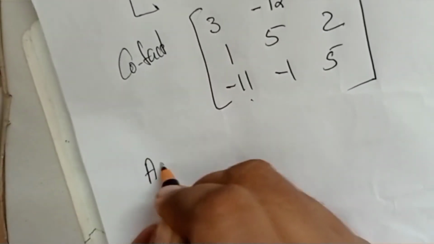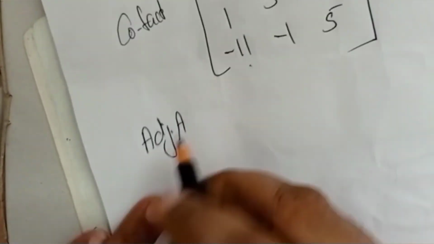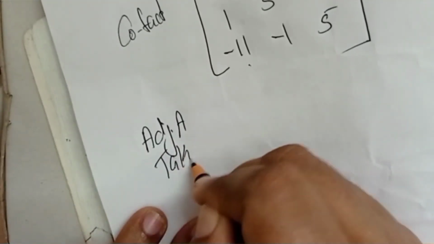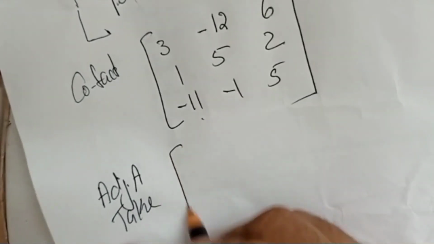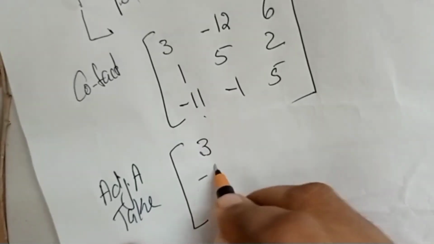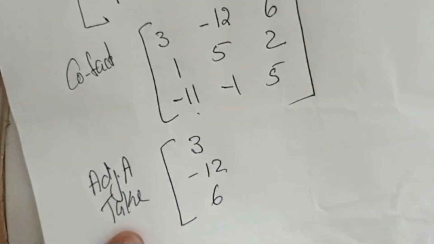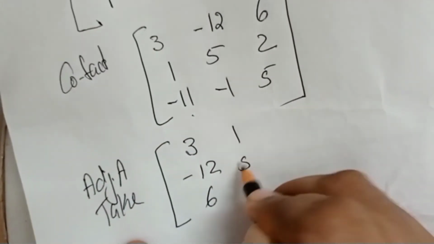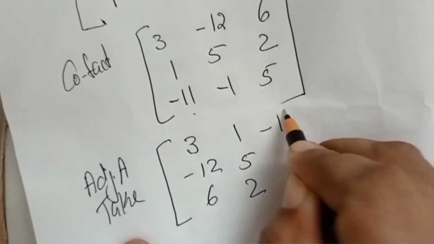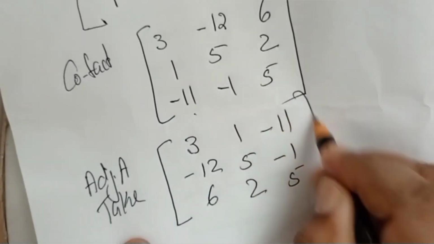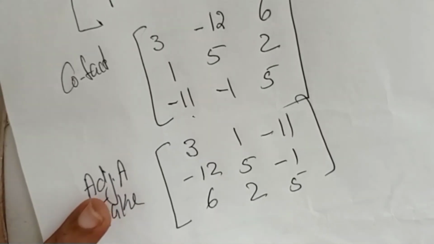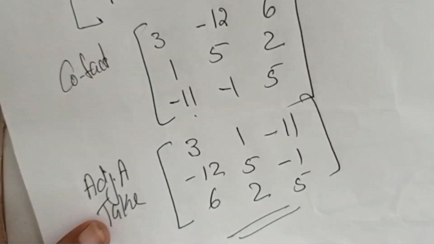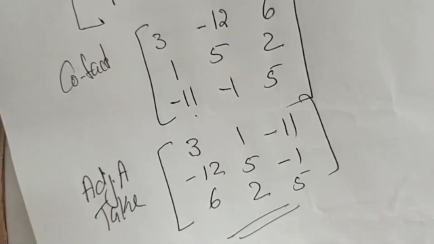Then how can you write the adjoint? Adjoint of A means take the transpose of the cofactor matrix, that is 3, minus 12, 6. That changes to the column. 1, 5, 2. Agree? Minus 11, minus 1, 5. This is the adjoint of a 3 by 3 matrix.